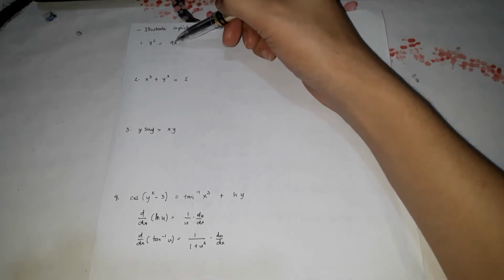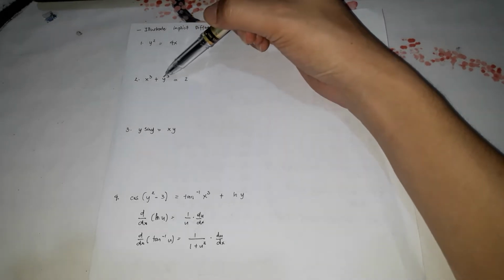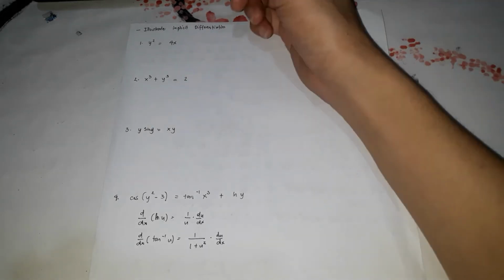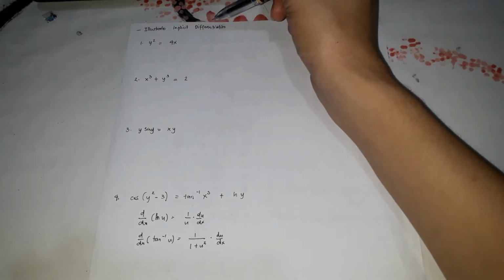So now we're going to illustrate implicit differentiation. Number one, y squared is equal to 4x. Usually our functions are like this: y is equal to blank, and so on. So what if it is y squared is equal to 4x, or x cubed plus y cubed is equal to 2? What are we going to do? What we're going to do is called implicit differentiation.